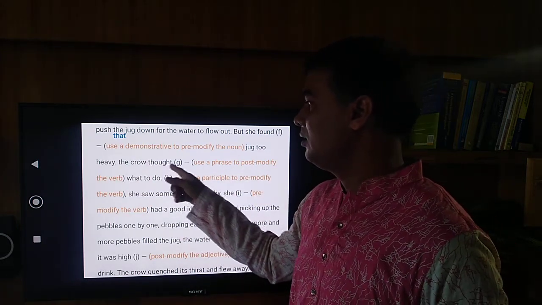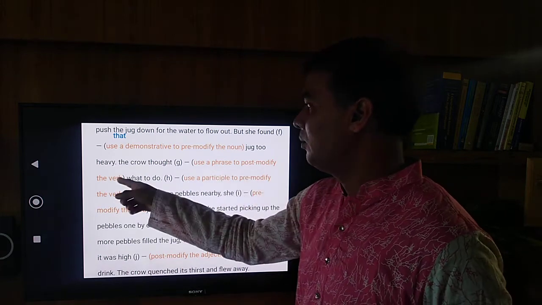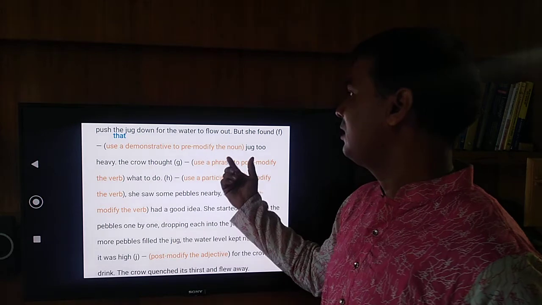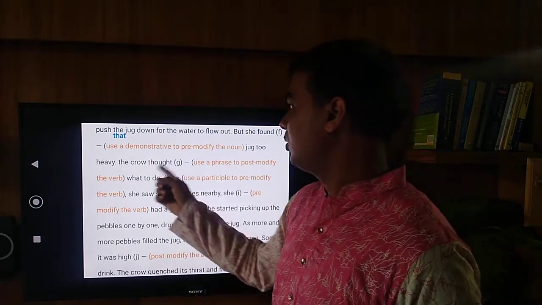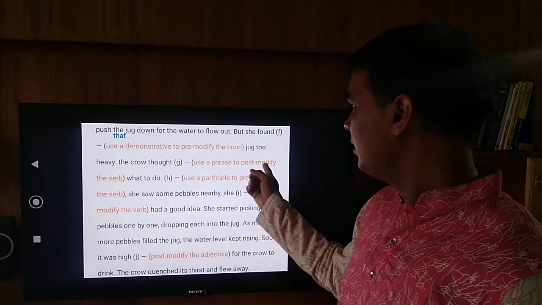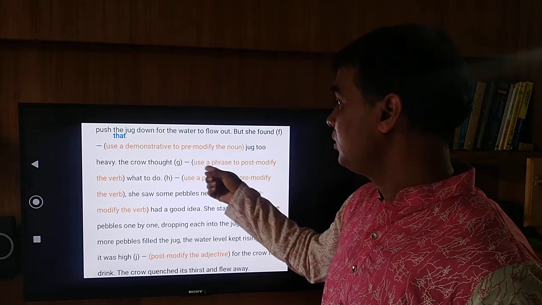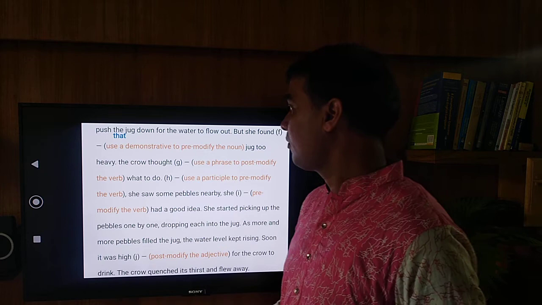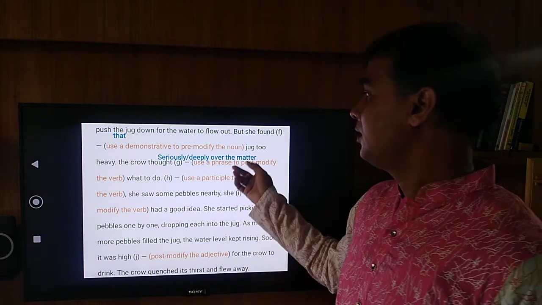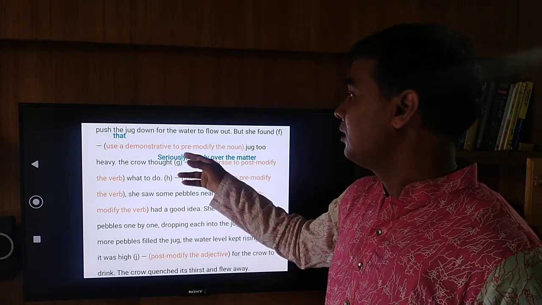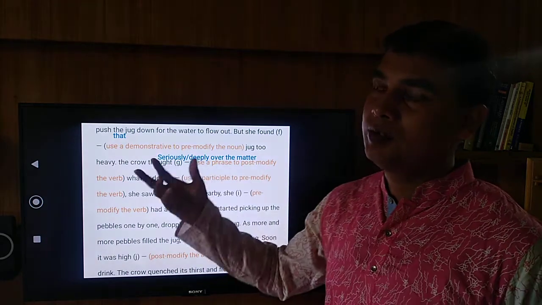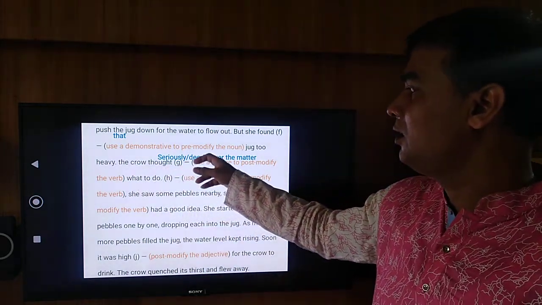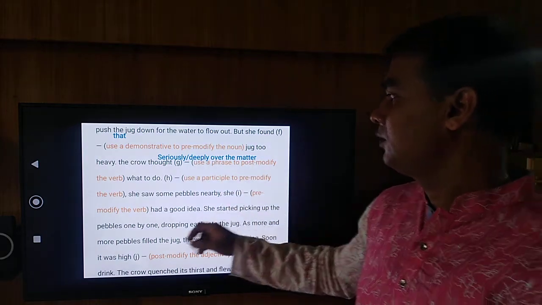The crow thought, use a phrase to post modify the verb. Here you see, to post modify the verb. Adverb always modifies the verb, so you can use here an adverb. Since you are asked to use a phrase, you have to use now an adverb phrase. And adverb phrase, how can we construct? Adverb plus prepositional phrase. In this way we can construct an adverb phrase. So the crow thought seriously or deeply over the matter.